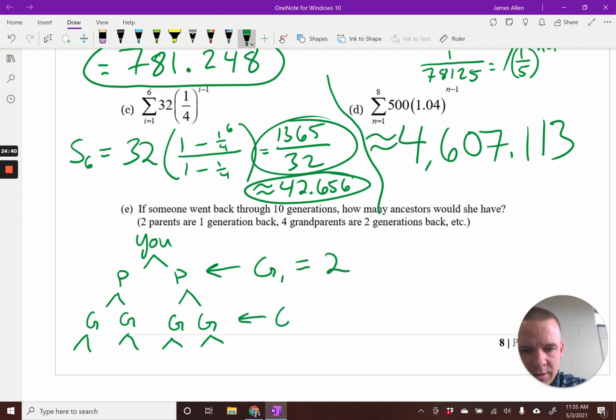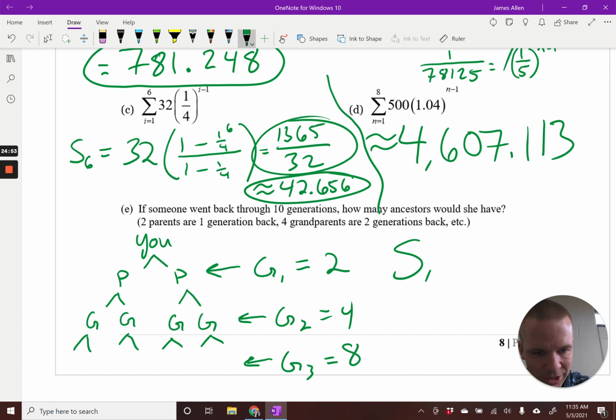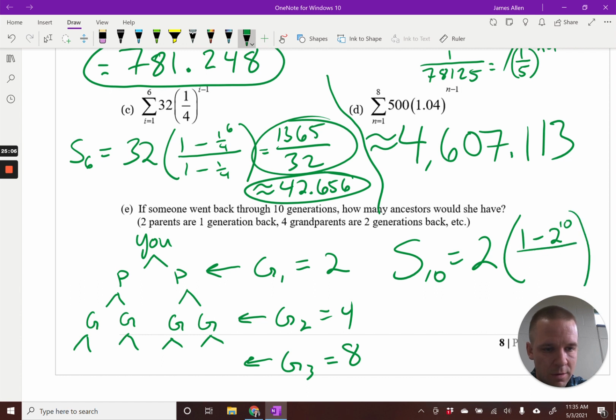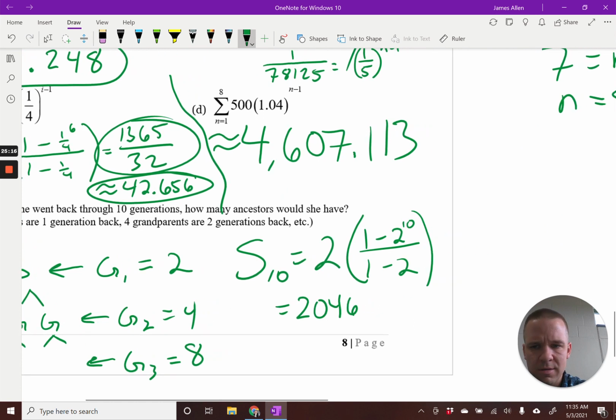And then we have generation 2, that's going to be 4, and then 3, it looks like 8, so on and so forth, right? So 2, 4, 8, 16 is doubling each time. So if I want 10 generations, my first term is 2, then over 1 minus, my common ratio here is 2 since I'm doubling each time. So 2 raised to the 10th over 1 minus 2. And if I were to plug that in, we'd end up with 2,046 ancestors. My goodness. That's crazy.